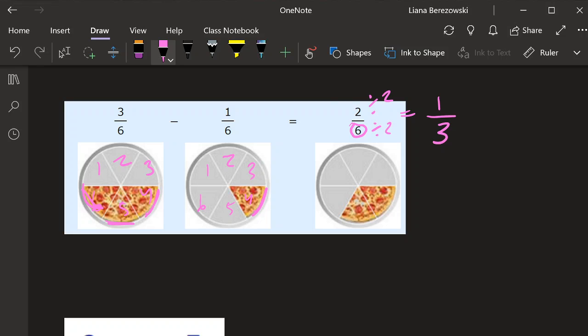Okay, those are equivalent fractions, right? So remember from our lesson yesterday on equivalent fractions, 2/6 and 1/3 both represent the same amount of pizza, okay, the same amount of area of the shape being taken up. They're just written in different ways, okay? So 1/3 is the simplified version of 2/6.